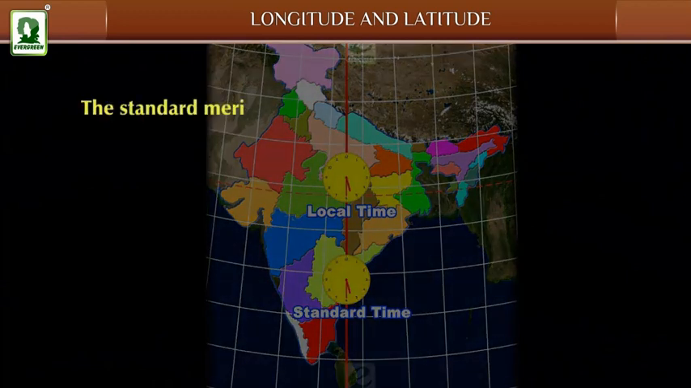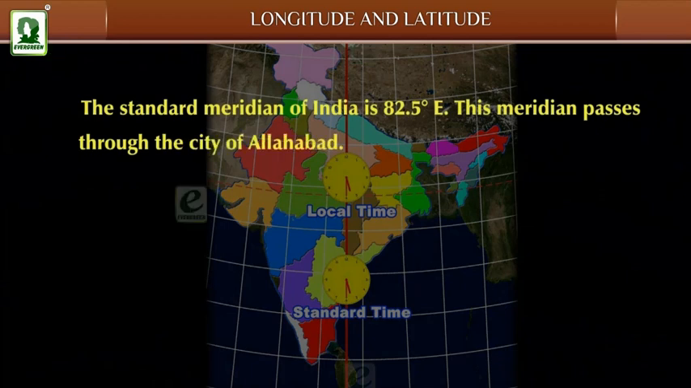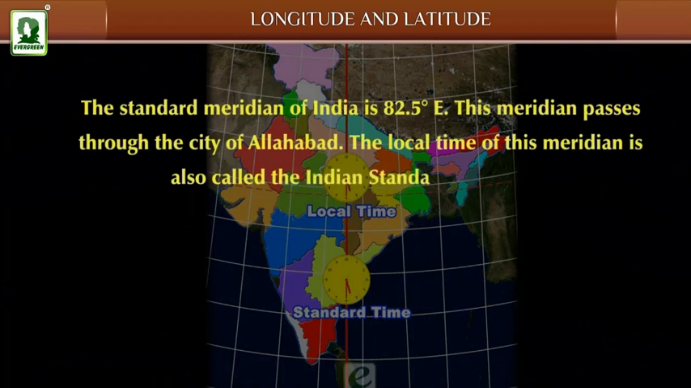The standard meridian of India is 82.5 degrees east. This meridian passes through the city of Allahabad. The local time of this meridian is also called the Indian Standard Time.